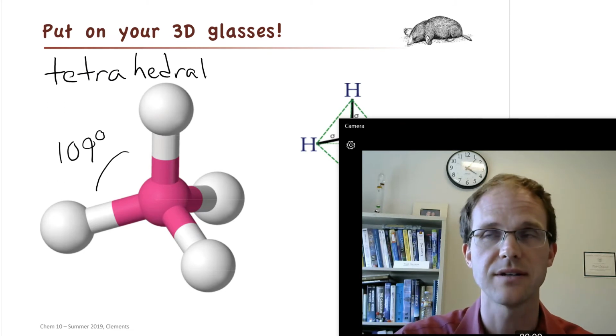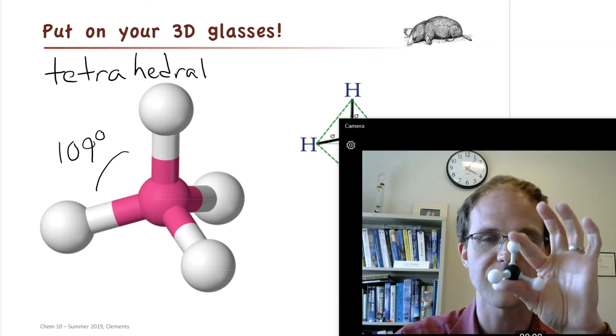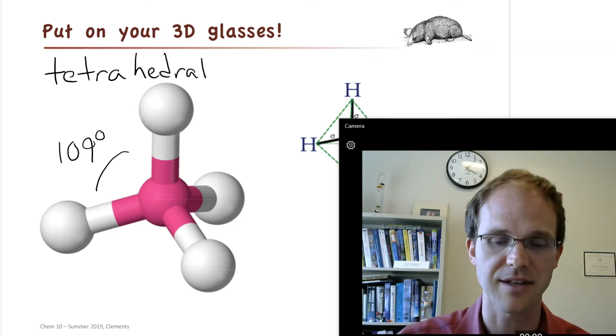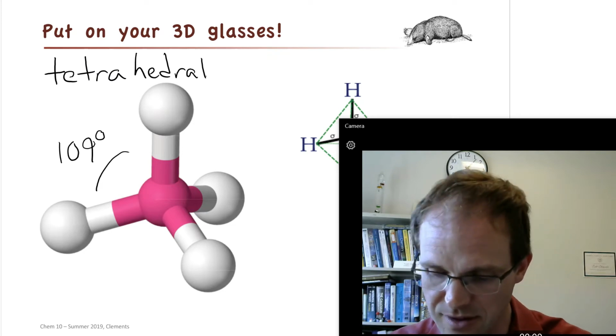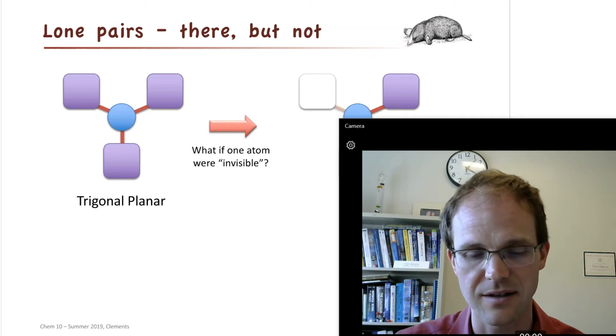Well, let me take that back. It's still part of an atom. But right, it's not busy doing other things. So it's really good at repelling other things. All right, so what does that look like? Well, lone pairs. They're kind of there, but they're kind of not.